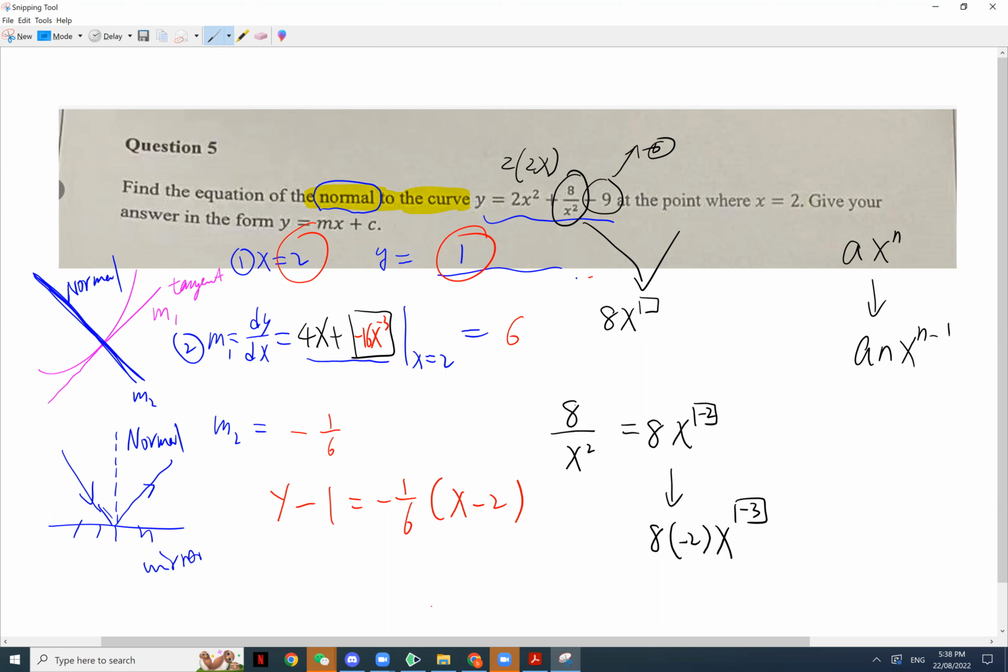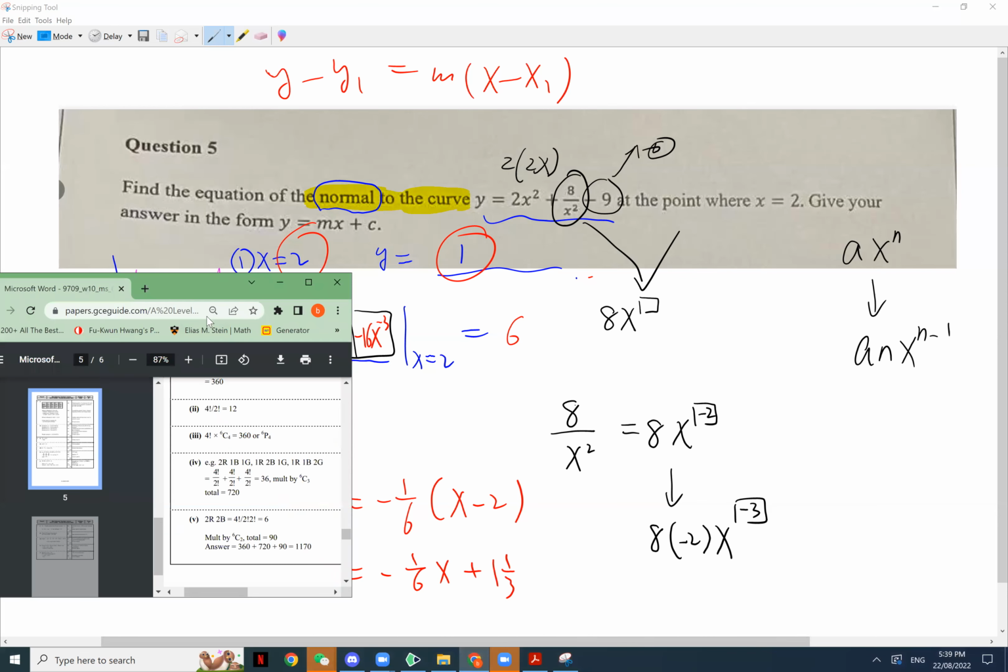You better memorize this new formula: y minus y1 equals gradient times x minus x1. That's the formula for a straight line. Of course, later you can simplify. Expand, simplify.